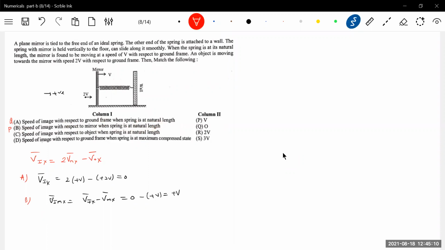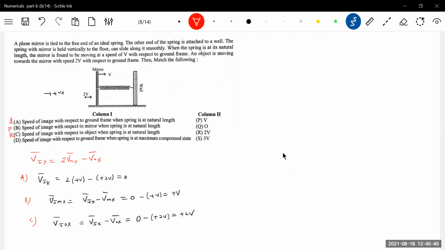Now, third one, option C, we will take it. Speed of image with respect to object when the spring is at its natural length. Speed of image with respect to object is VIOX minus VOX. This is how much? 0. So it should be R.